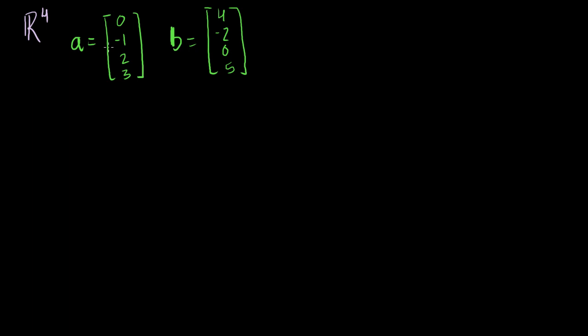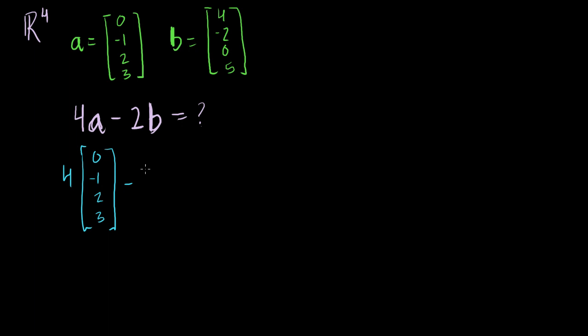We can do the same addition and subtraction operations with them. It'll be hard to visualize, but we can keep them in just vector form, so that it's still useful to think in 4 dimensions. So if I were to say 4 times A, this is the vector A, minus 2 times B, what is this going to be equal to? And this is a vector. Well, we could rewrite this as 4 times this whole column vector, 0, minus 1, 2, and 3, minus 2 times B, minus 2 times 4, minus 2, 0, 5.